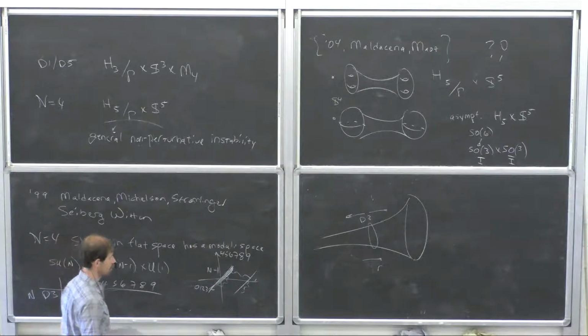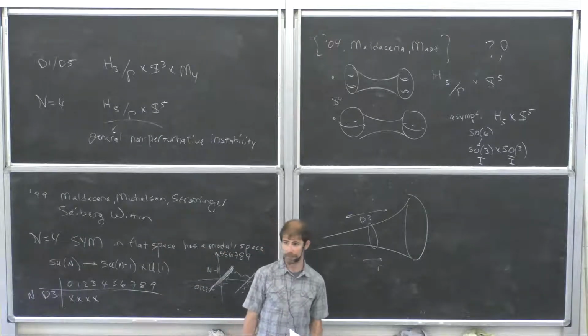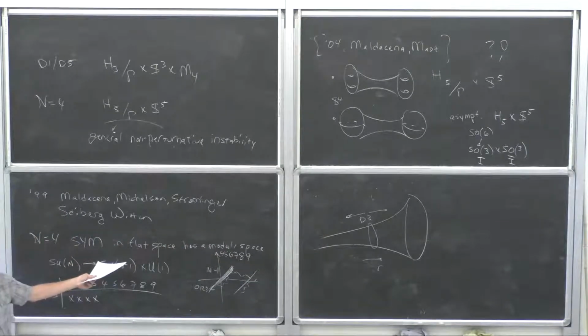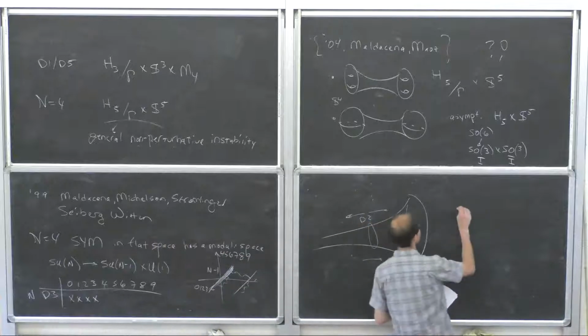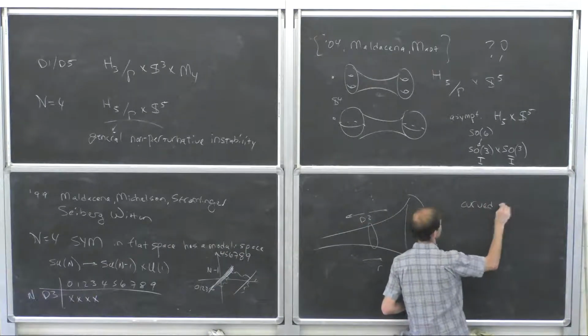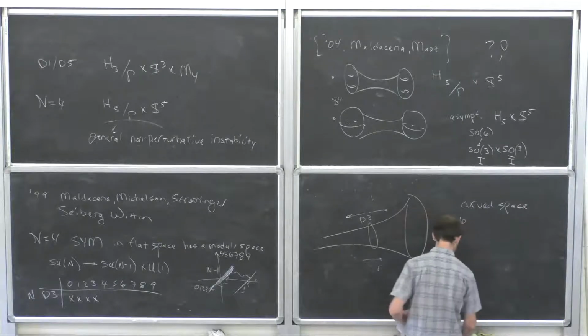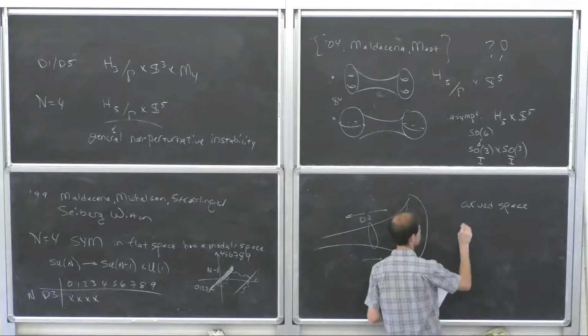Well, long story short, this force balance no longer works in curved space. It's a property of the flat space theory that it has this moduli space of vacua, but not in the curved space theory. So in other words, the curvature generates a potential on moduli space.